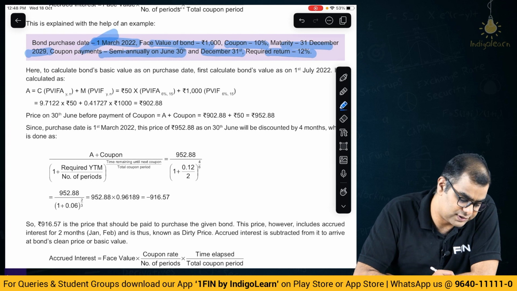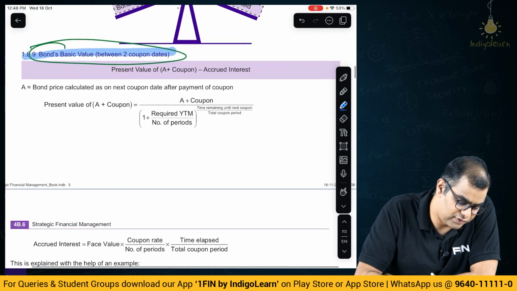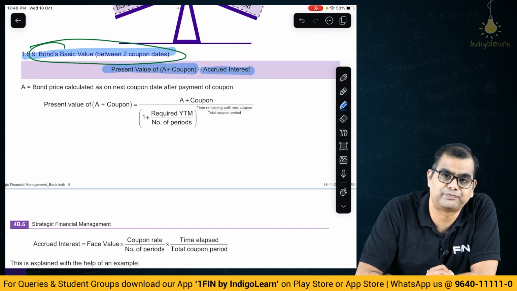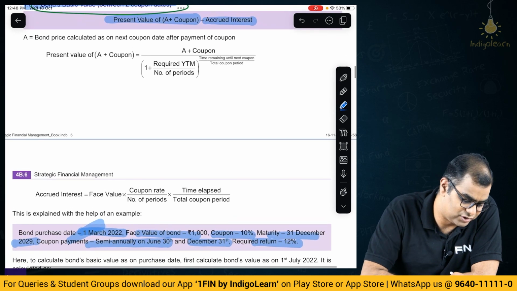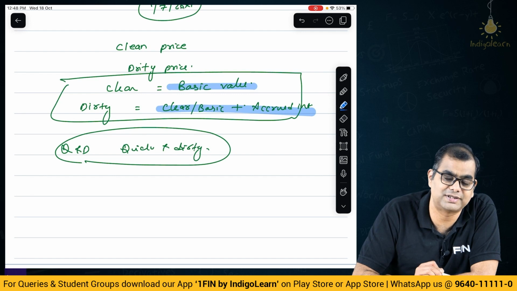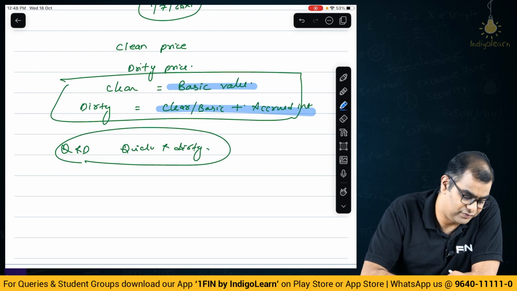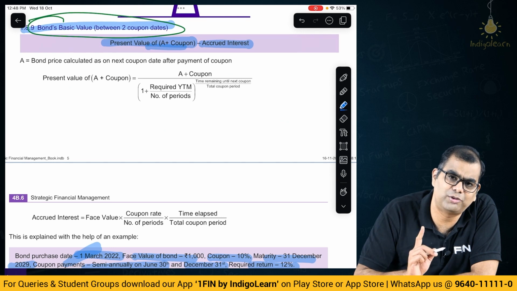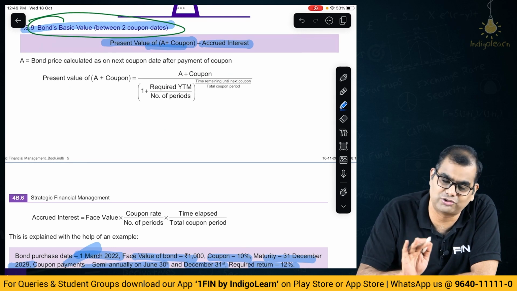So what you will do is, you will use this formula: present value of A plus coupon minus accrued interest. Okay, so if you come back to this, I have mentioned here basic value plus accrued interest. Dirty price is basic value plus accrued interest. There I am talking about plus interest, here minus accrued interest. No confusion. It is all the same.